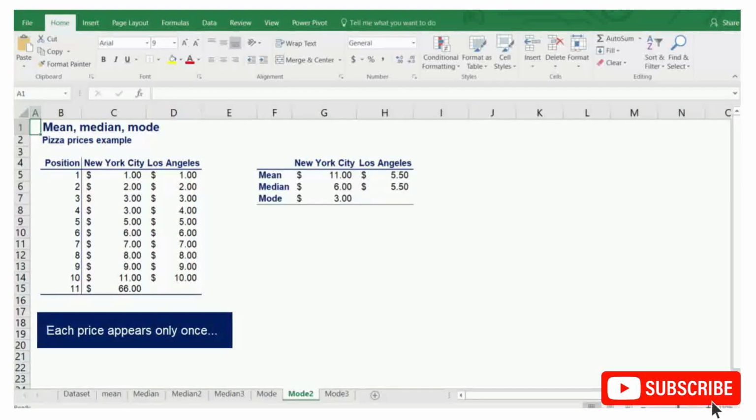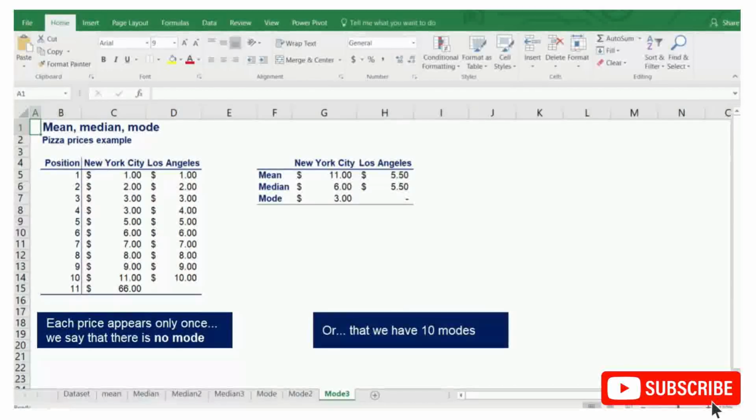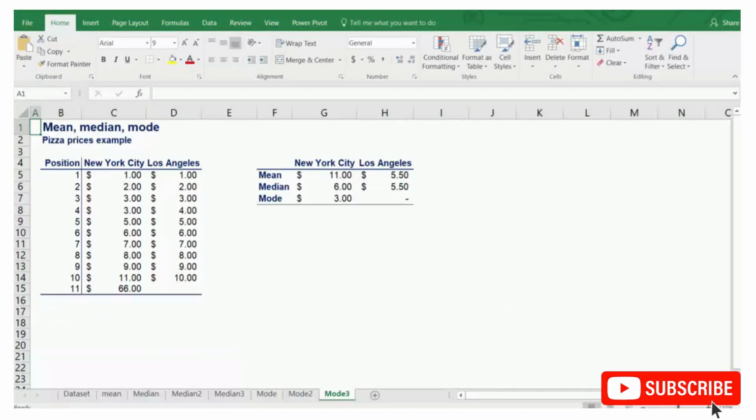Each price appears only once. How do we find the mode then? Well, we say that there is no mode. But can I say that there are 10 modes, you may ask? Sure, you can, but it will be meaningless with 10 observations, and an experienced statistician would never do that. In general, you often have multiple modes. Usually, 2 or 3 modes are tolerable, but more than that would defeat the purpose of finding a mode.